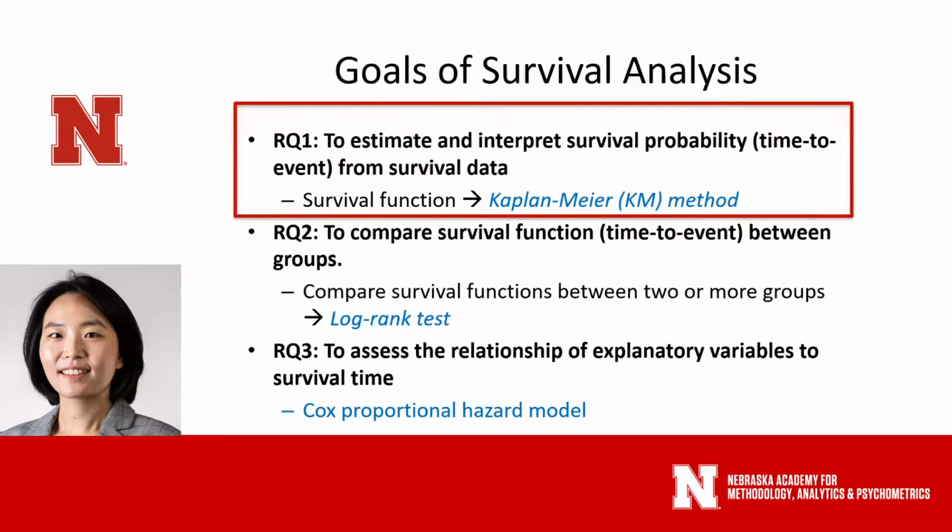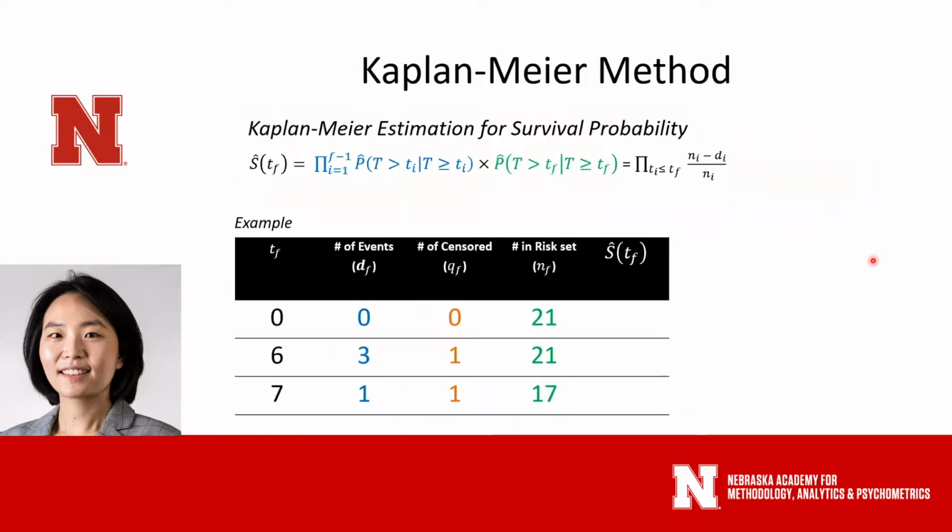So the first type of research question is about interpreting survivor probability from survivor data. To estimate survivor probability, the Kaplan-Meier method is most commonly used. So this is what the Kaplan-Meier method is. You will notice that this is the product of the survivor probability at a given time point. Let me give you an example to help you understand this.